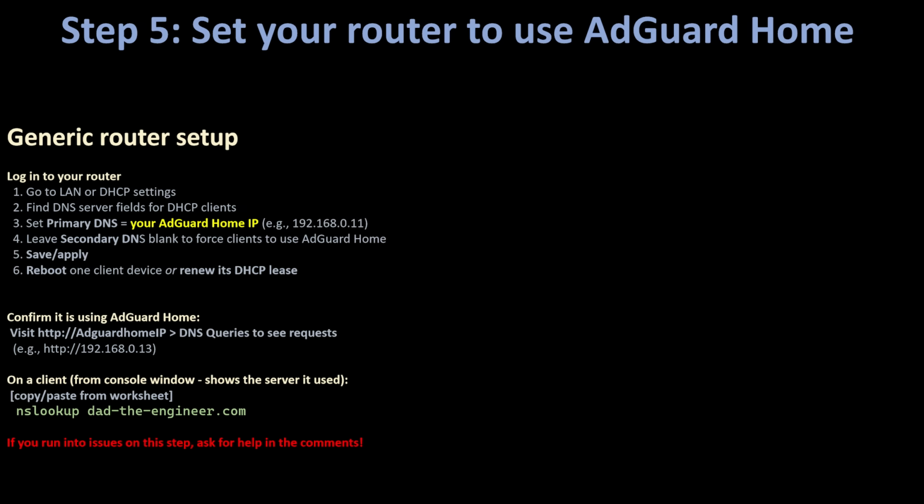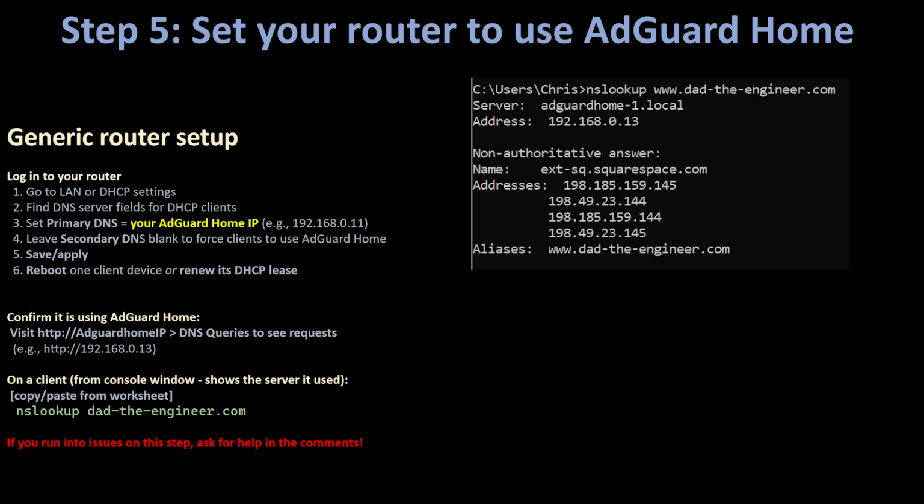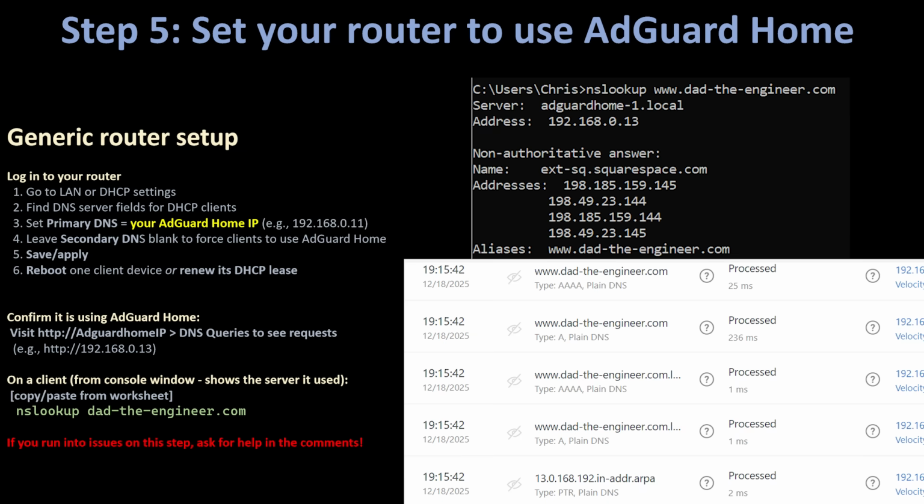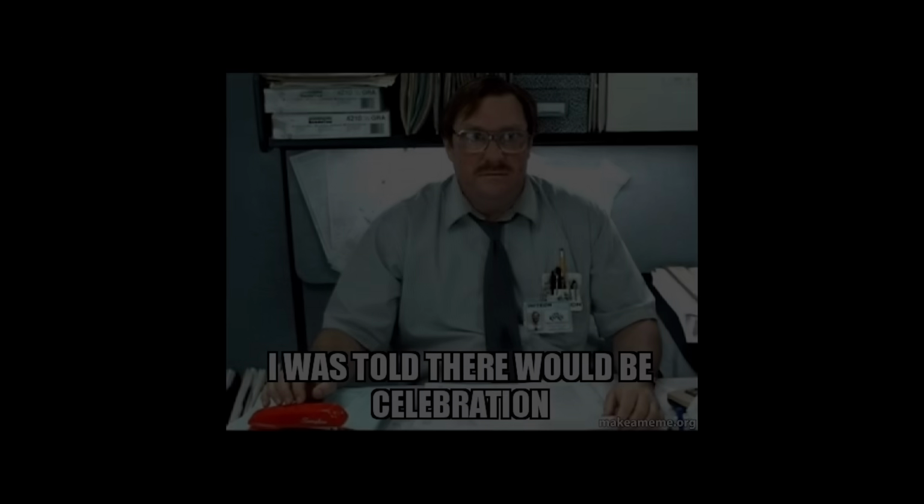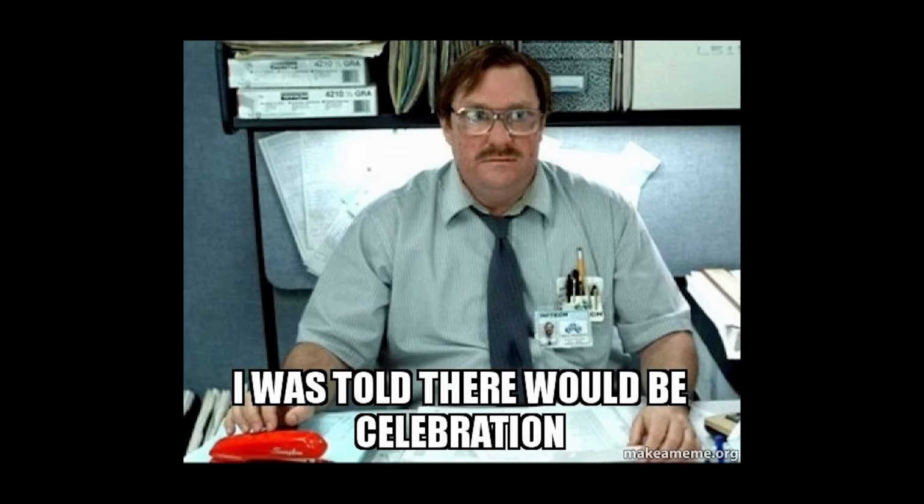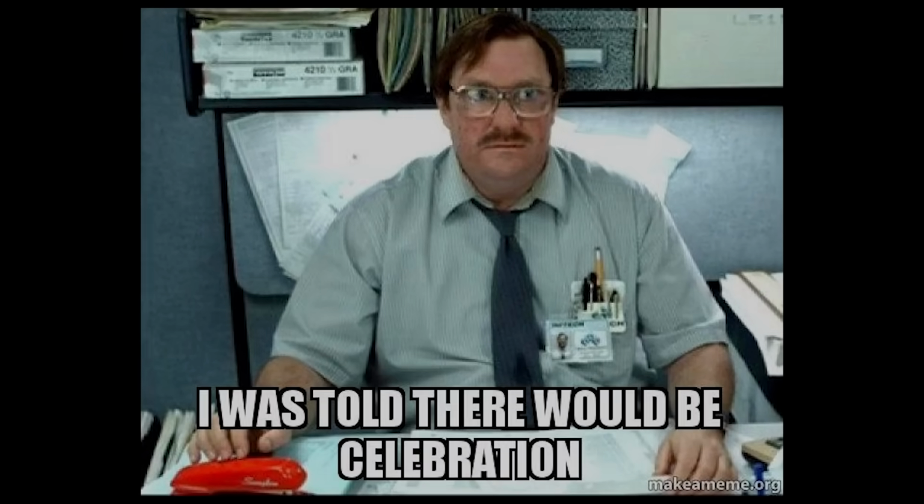To confirm that it's using AdGuard Home, from the rebooted client in a console window, you will copy and paste or type the following. If it's able to resolve an address through your AdGuard Home, it's working. Then you can verify in the AdGuard Home web UI, under DNS queries, that the DNS query for dadtheengineer.com was serviced by your AdGuard Home. Congratulations! AdGuard Home is filtering requests for your whole network now.